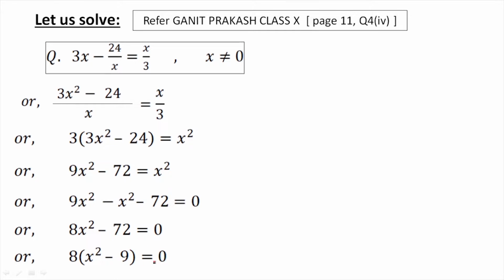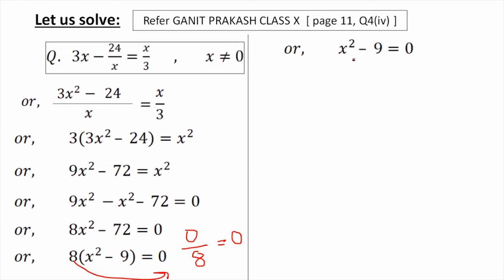Now taking 8 onto the right hand side, it will become 0 by 8, and what is 0 by 8? It will become 0. So the term that we get after taking 8 to the other side is x square minus 9 is equal to 0.